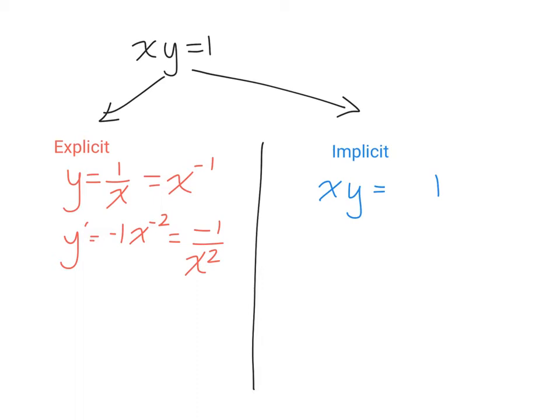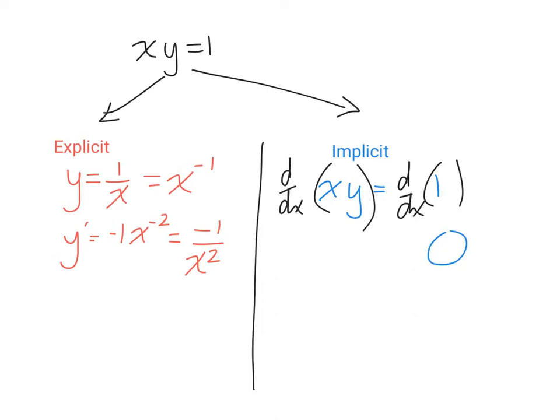and I can show that by taking d dx. Remember, that was one symbol for taking the derivative of the left side, and I'm going to take the derivative of the right side. Now the right side is easy. The derivative of 1 is 0.